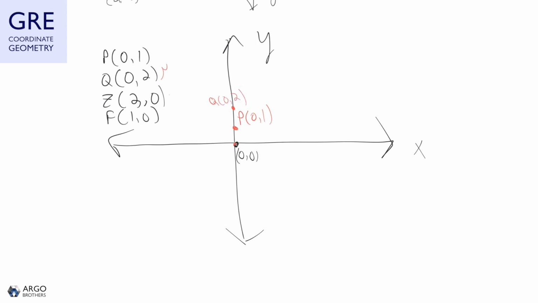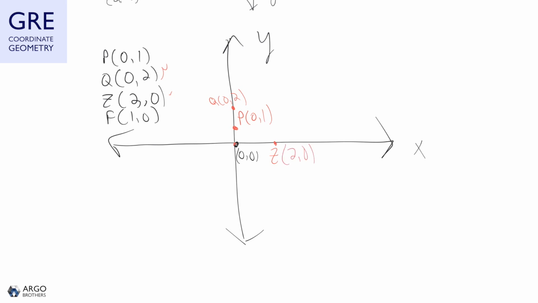Now let's find Z, which is 2, comma 0. So we need to move over to the right 2. And so here's 2. And then we need to go up 0. So we're right here. We're where we need to be. We are already here. So 2, comma 0.